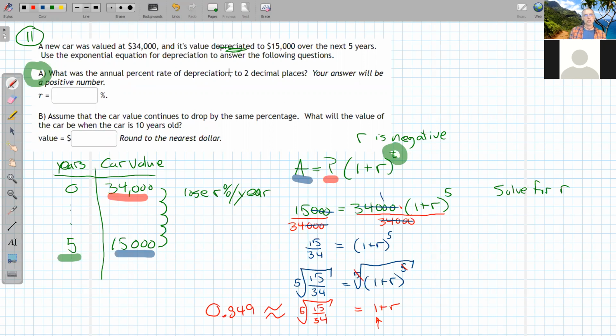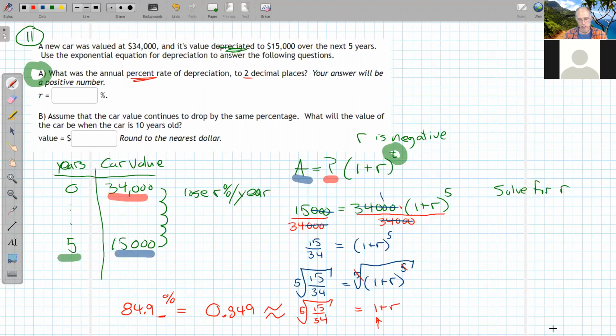Let's see, this said to go to 2 decimal places as a percent. Now that's a decimal there. If I were to convert that to a percent, that would be 84.9%. And they wanted me to have 2 decimal places as a percent, so I'm missing one. So I need to go back to rethink that.